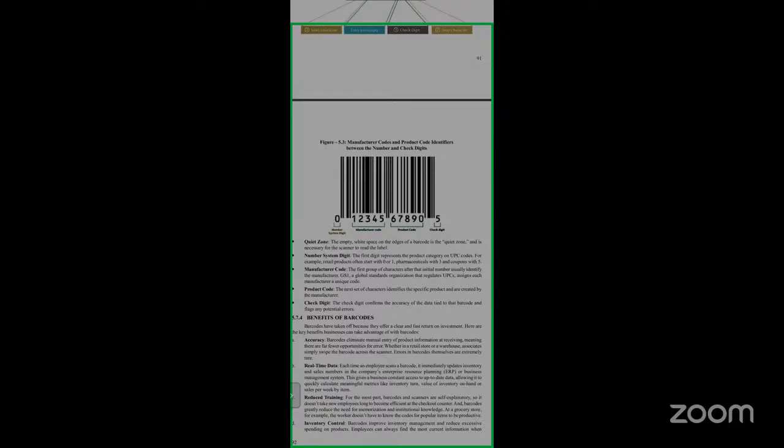See, you can just look at here. This is called the quiet zone. The zero is the quiet zone number system digit. And here 1, 2, 3, 4, 5 is the manufacturer code, meaning the first group of characters that initially identify the manufacturer. The Global Standard Organization regulates and assigns each manufacturer their code. So this code reflects that it belongs to that particular manufacturer, say manufacturer X. If the other code is there, then it belongs to manufacturer Y. Like that, the manufacturer code will be reflected.